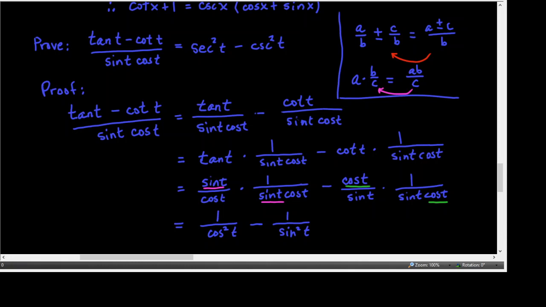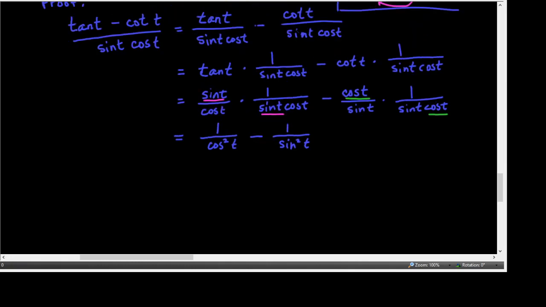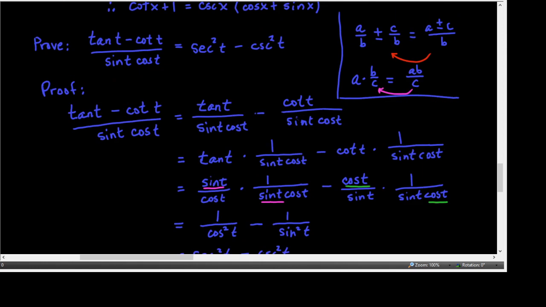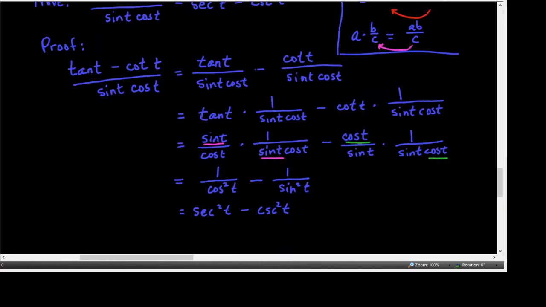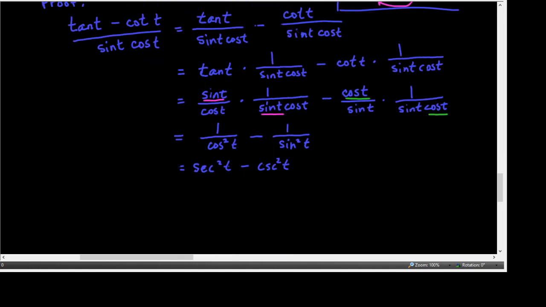Well, using the reciprocal identities, I know that 1 over cosine squared is secant squared t. And I'm continuing to look at the other side of the equation in the hopes that I'll land there. In fact, this is looking pretty good. 1 over sine squared is cosecant squared t. And what were we aiming for? Secant squared t minus cosecant squared t. Hey, that's what we got. All right, that means we're done.